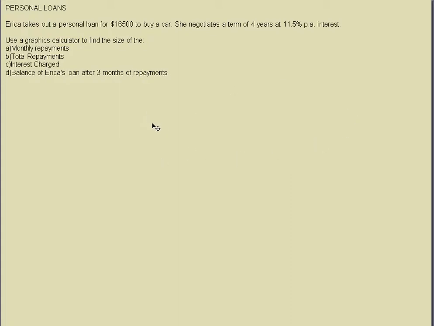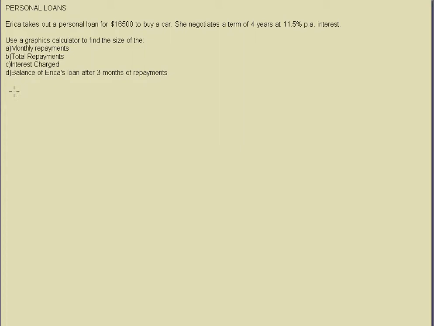Okay, so here we're looking at personal loans, and Erica takes out a personal loan for $16,500. So this is your example one from your booklet. She negotiates a term of 4 years at 11.5% annual interest. So this question is around using our graphics calculator to do a bit of that heavy lifting for us.